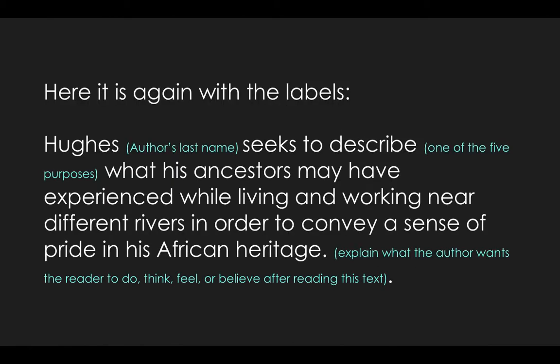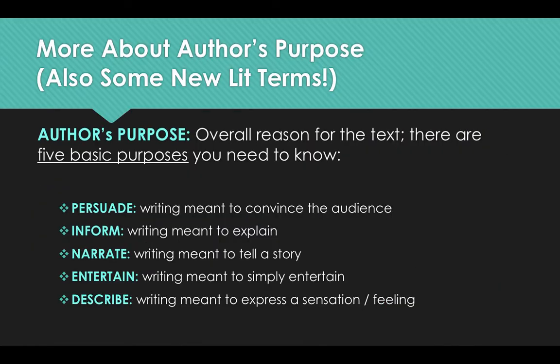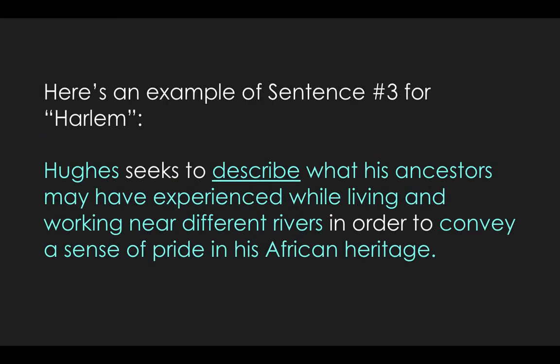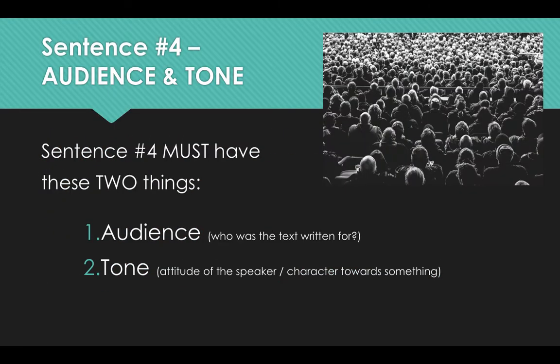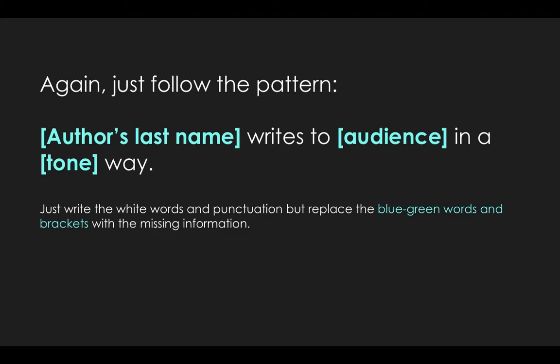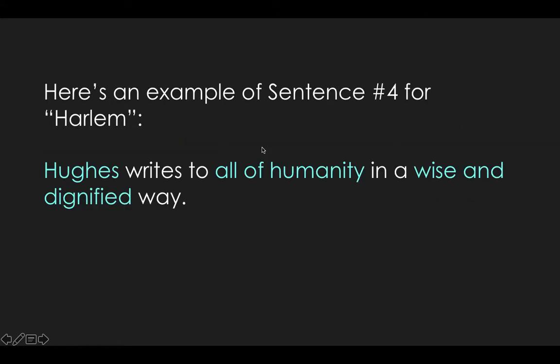So remember, sentence 3 has the author's purpose. And then sentence 4 is for audience and tone. So again, we're just following the pattern. So the author's last name, Hughes, writes to, and then who's his audience, in what kind of way? All right, let's see what we did. Again, this is The Negro Speaks of Rivers, not Harlem. Hughes writes, so again, plugging this in, Hughes writes to all of humanity in a wise and dignified way.